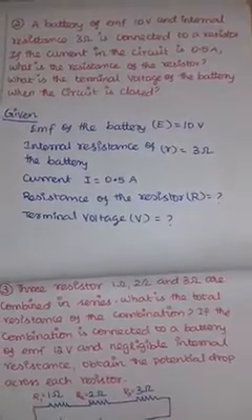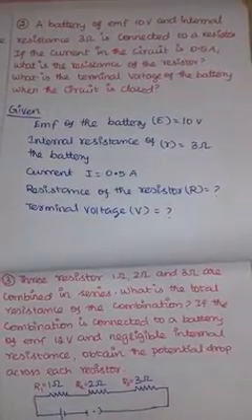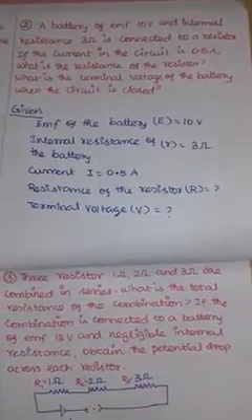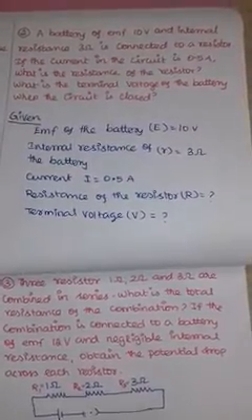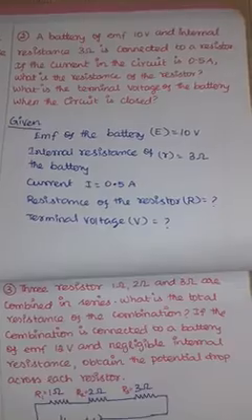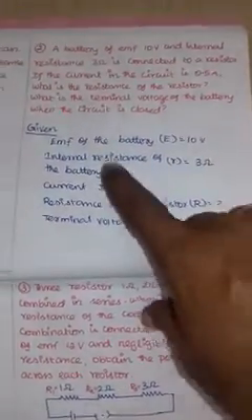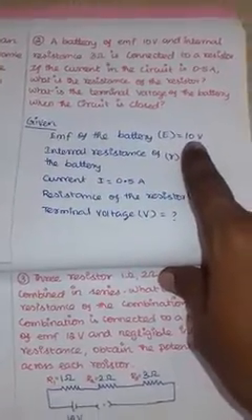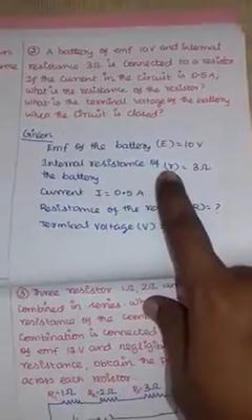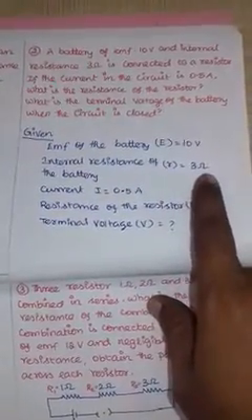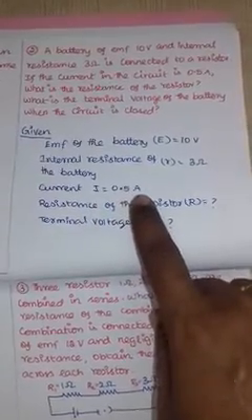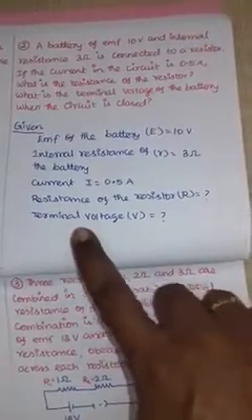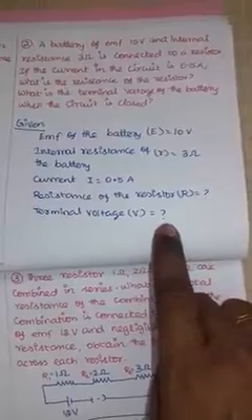Moving on to the next problem. A battery of EMF 10 volt and internal resistance 3 ohm is connected to a resistor. If the current in the circuit is 0.5 ampere, what is the resistance of the resistor? What is the terminal voltage of the battery when the circuit is closed? So, according to the given data, we should write the givens, right. Given data: the EMF of the battery E is equal to 10 volt, the internal resistance of the battery is small r, that is 3 ohm, and the current is given as 0.5 ampere. What they are asking: the resistance of the resistor, capital R, and also the terminal voltage, capital V, right.